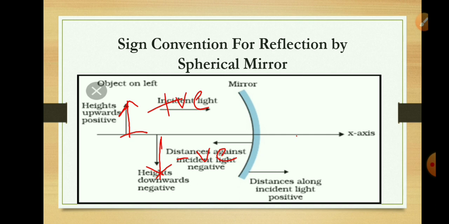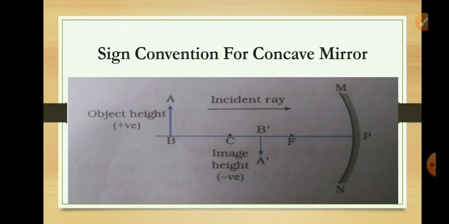Now we will see sign convention in case of concave and convex mirror separately. See, sign convention for concave mirror. Since object is always placed in front of mirror, this we learned just now, that object should be placed in front of mirror on the left side. So the sign of object is taken as negative.